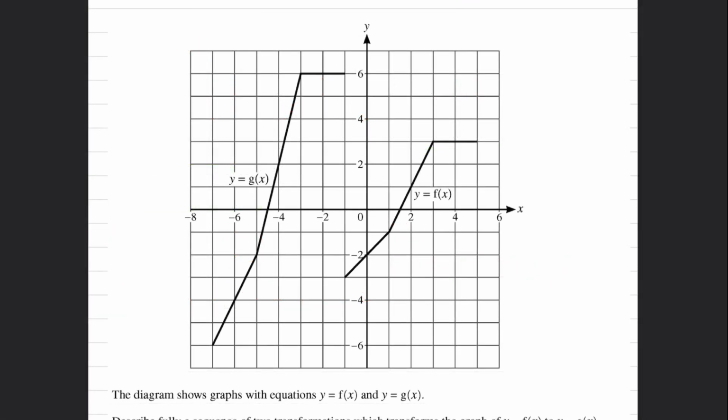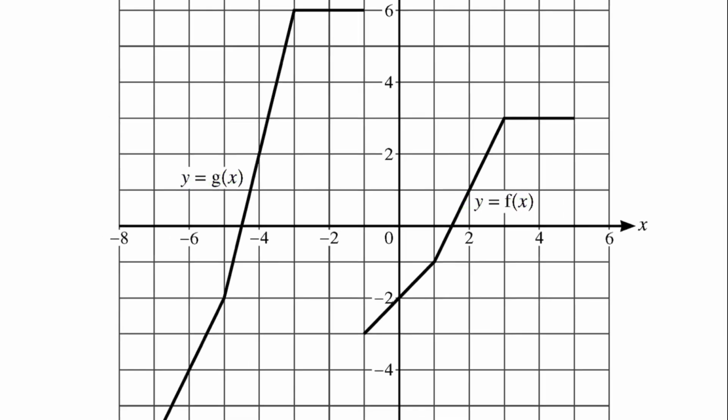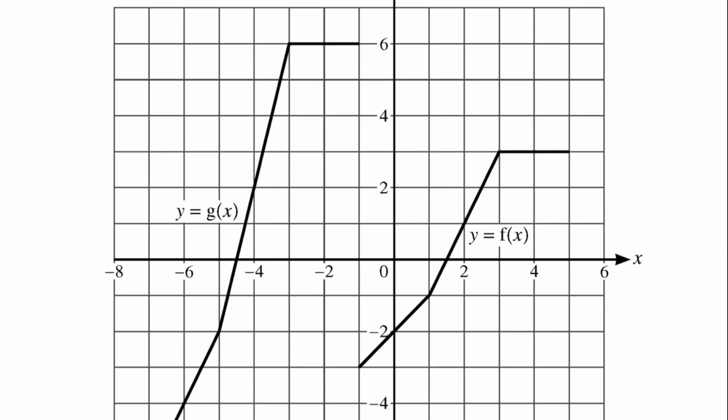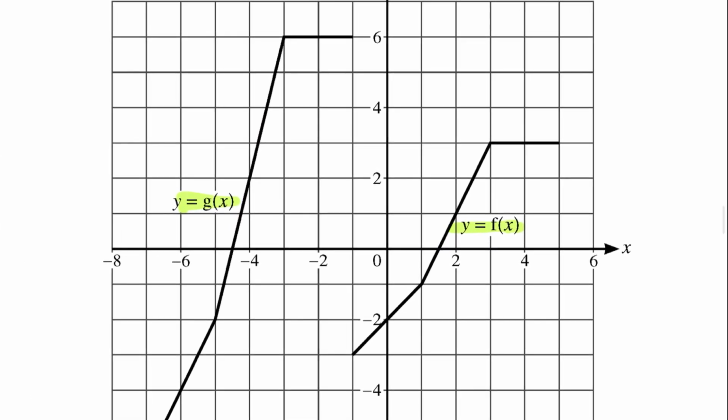Here we have f(x) and g(x). This is my f(x), this is my g(x). Describe fully a sequence of two transformations which transform the graph f(x) to g(x). So my original one is f(x). So if you look at the graph, this is our f(x), and we want to transform it into g(x). The first step, as you can see, we have to move our f(x) first. So from here to here.